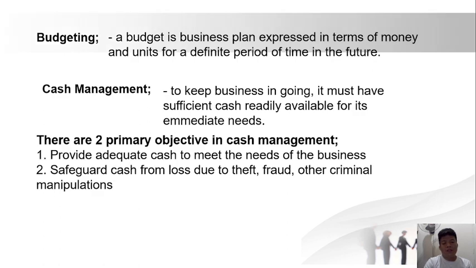Budgeting. A budget is a business plan expressed in terms of money and units for a definite period of time in the future. Cash management. To keep business going, it must have sufficient cash readily available for its immediate needs. There are two primary objectives in cash management. First is to provide adequate cash to meet the needs of the business.